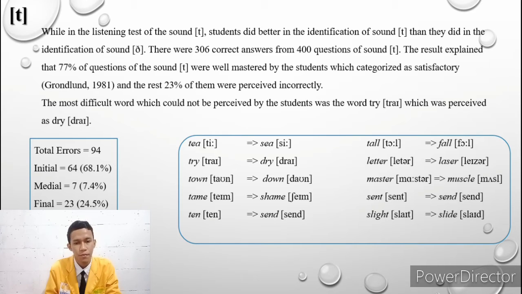The students tend to hear the sound T as C: try as try, town as town, theme as theme, ten as sen, tall as fall, letter as laser, master as muscle, sand as sand, and then slight as slight.